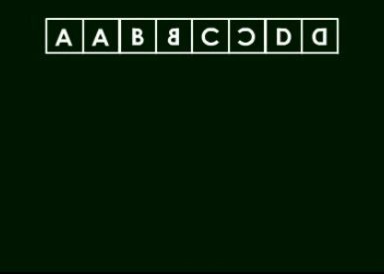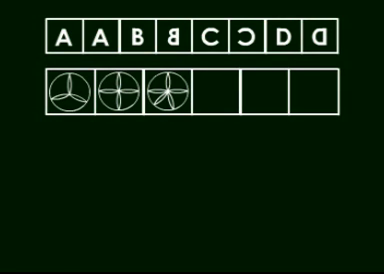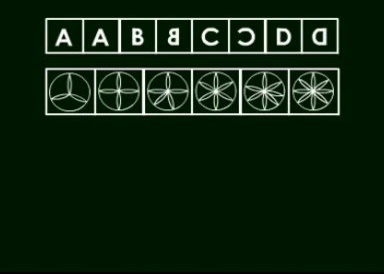See the next one. In first circle, how many petals are there? 1, 2, 3. In second, 4 petals. In third, 5 petals. So one petal is increasing in each square. So next one will be 6. Next 7 petals and next 8 petals.